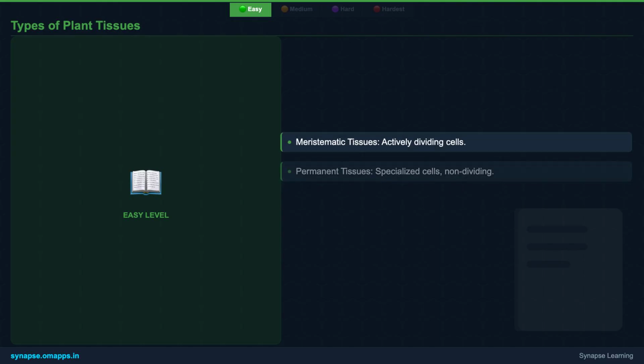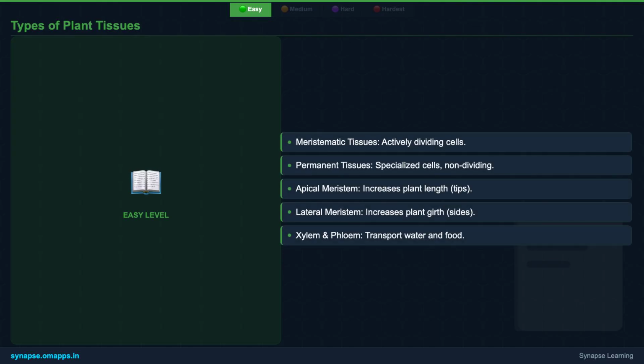Plant tissues are broadly categorized into 2 main types. First, we have meristematic tissues, which are like the growth engines of the plant. Their cells are always dividing, allowing the plant to grow in length and thickness. You'll find them at the tips of roots and shoots, and along the sides.